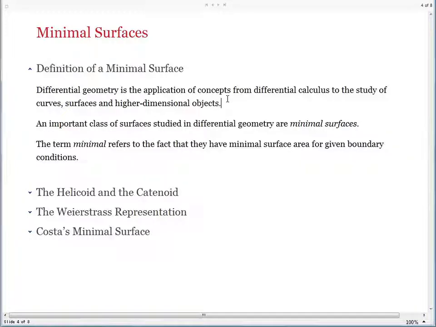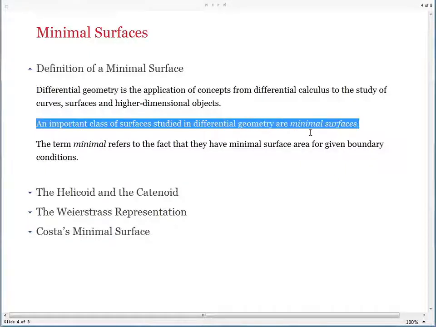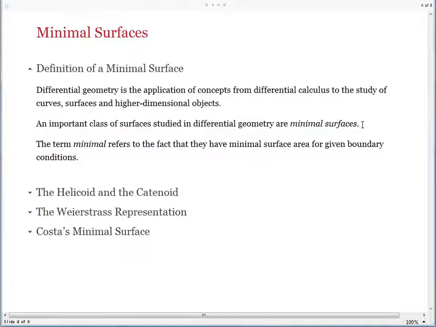And because differential geometry is the language in which we understand the universe today, the mastery of calculus at any level is a major milestone in the academic career of a student. Now, an important class of surfaces studied in differential geometry are these minimal surfaces. And the question is, why are they called minimal? Well, the term minimal refers to the fact that they have minimal surface area for given boundary conditions.